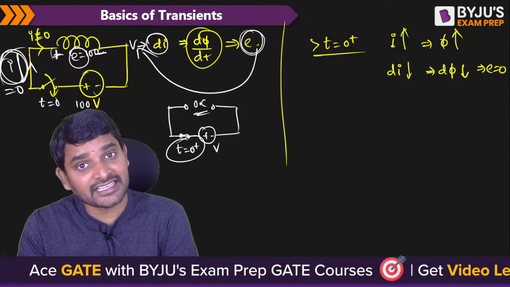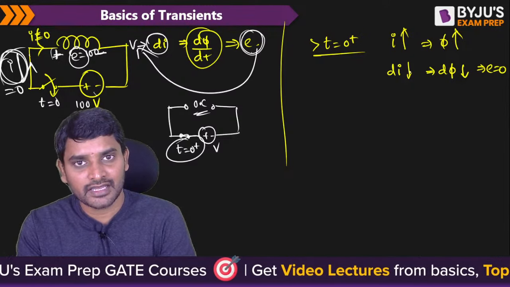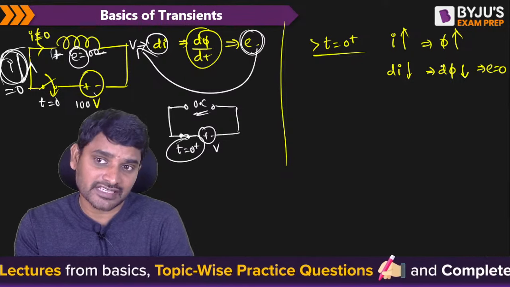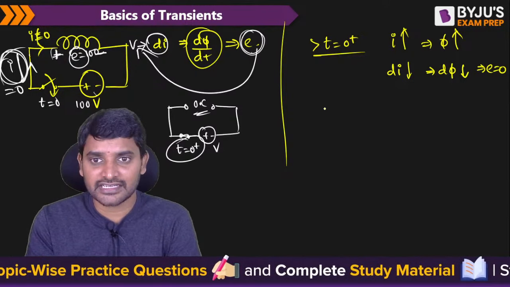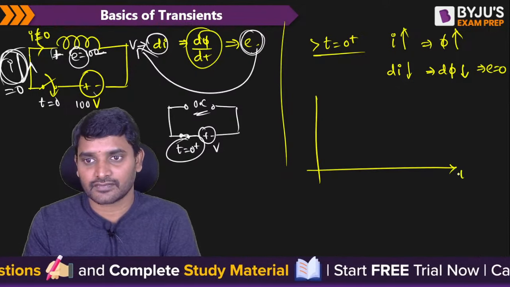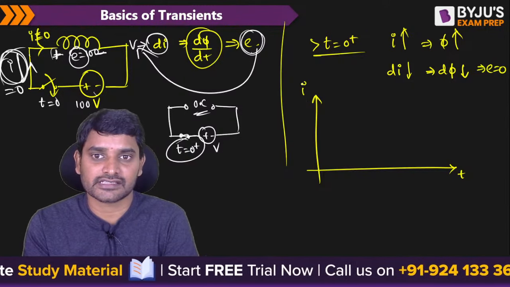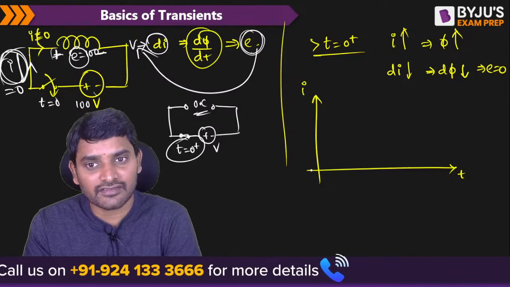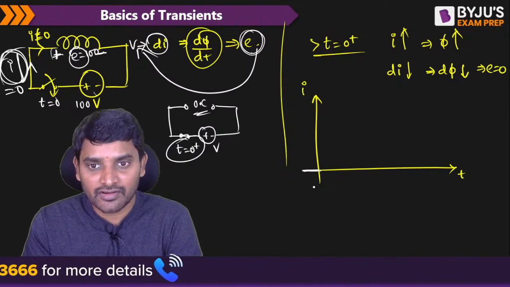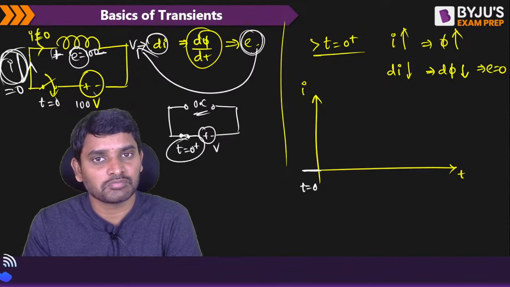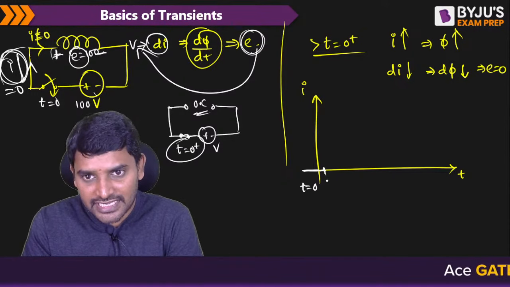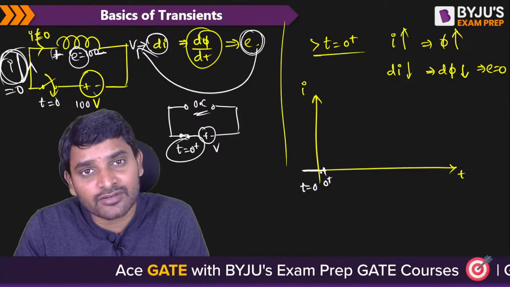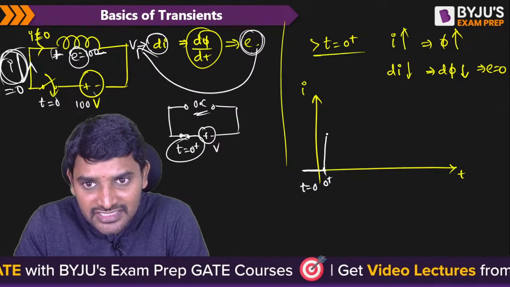See, I am saying current is increasing, flux is increasing, but the rate of change of current is decreasing, and the rate of change of flux is decreasing. How can you say that? It is like this. Initially, when you close the switch, the current is zero. Now I am closing the switch at t equal to zero. No current. Just after closing, at t equal to 0 plus, also no current. It is acting like an open circuit. Now after t equal to 0 plus, the current starts rising like this.